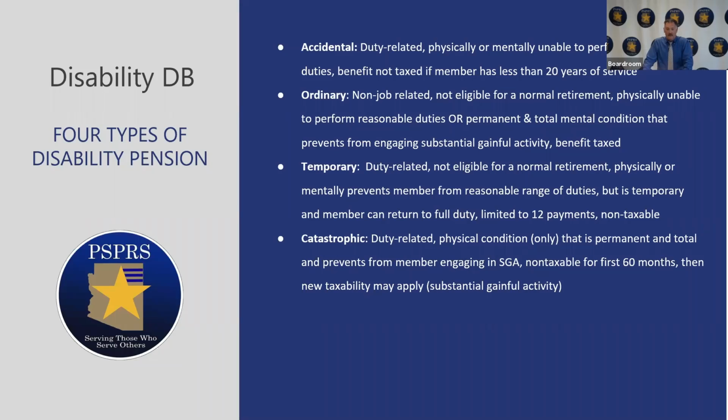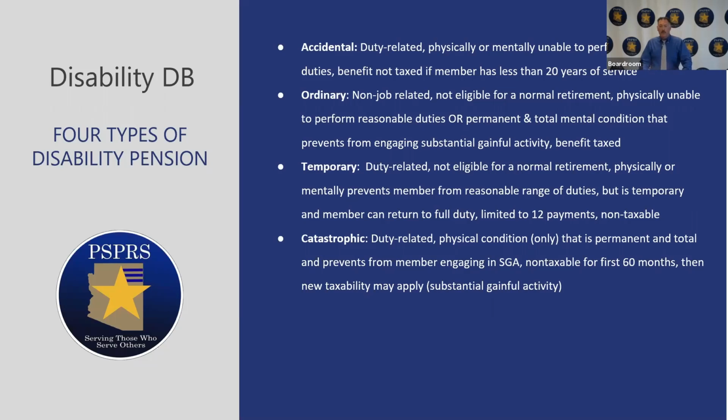We've got an ordinary disability that's non-job related. Now, if I'm eligible for a normal retirement, I am not eligible for an ordinary disability. And again, that's across all 3 tiers. Physically unable to perform reasonable duties, or I'm permanently and totally disabled as a result of a psychological impairment that is going to prevent me from engaging in substantial gainful activity. And that is similar to what the Social Security Administration abides by. Substantial gainful activity means that you're basically removed from the labor market as a whole.